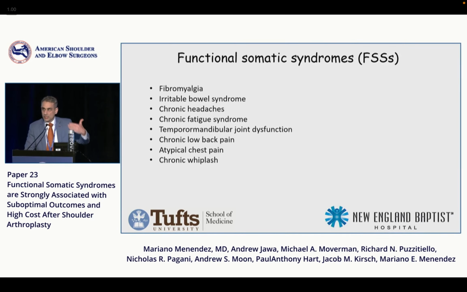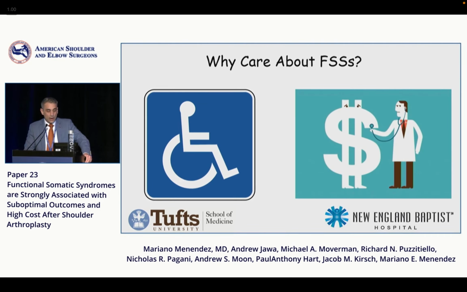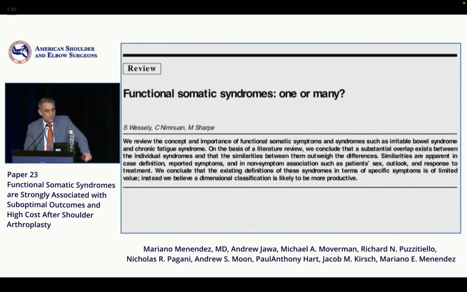And these are things that when you see in a patient, you might wonder if their outcome is going to be different or not as good. Why should we care about this? Well, we know it causes great disability to a lot of patients. There's actually a lot of literature on this, and that it actually costs a lot more money to take care of these patients in the hospital with congestive heart failure, total hips, total knees, but nothing's been done in total shoulder arthroplasty.